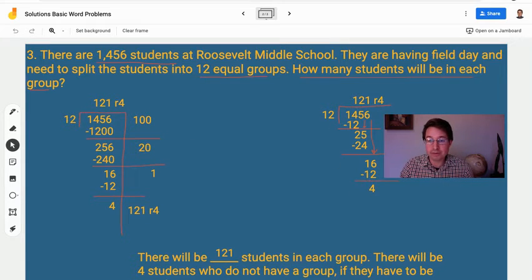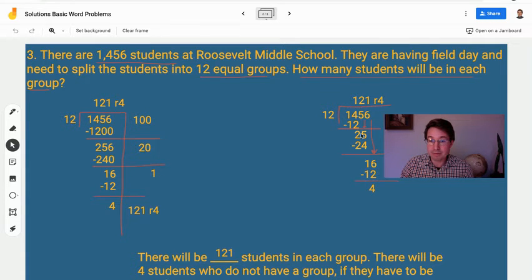For normal long division, 1,456 divided by 12. So we start with the thousands place. The 12 doesn't go in. So 12 has to go into the hundreds place. So there are 14 hundreds. So you can only go in one time for 12. So 14 minus 12, we have 2 left in the hundreds place.